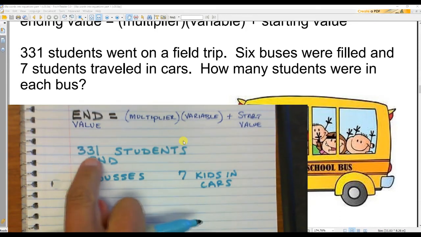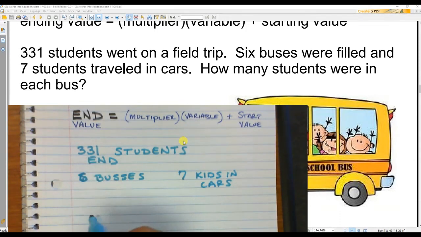So we know there are 331 students. That's our ending value. And kids in buses. So how many students are in each bus? So we need a variable that represents that. How many students are in a bus? Let's go with S for students.